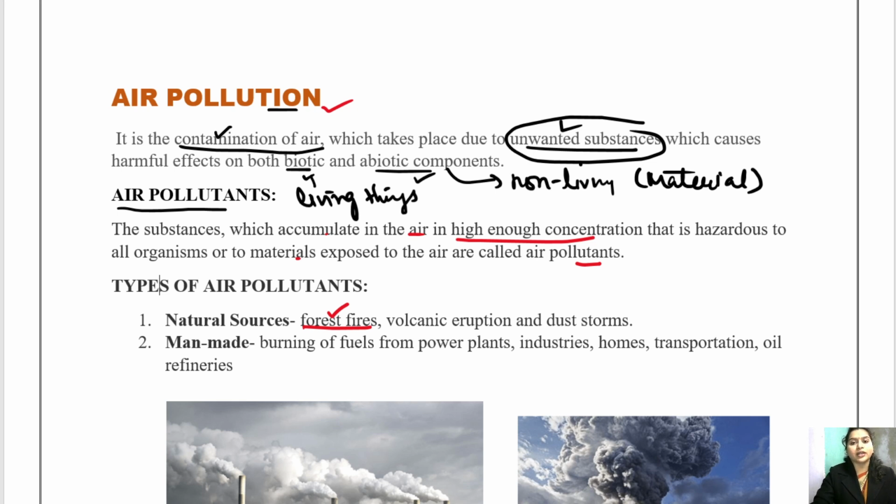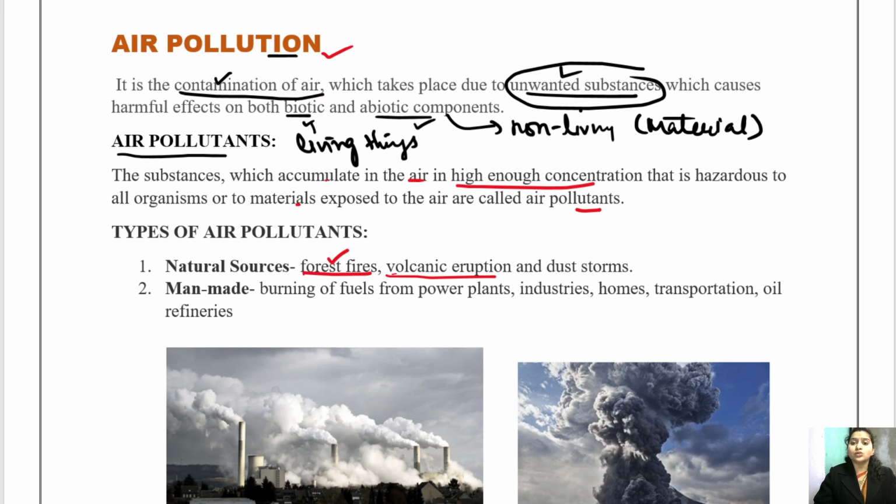Then volcanic eruption. You know what is volcanic eruption? When a volcano erupts, it is called volcanic eruption, and definitely it is a natural process, we cannot do anything about this, but it also releases a large amount of carbon dioxide which increases the temperature of the earth and causes global warming. We'll discuss global warming later also. Dust storms, cyclones and hurricanes are again natural processes which cause pollution in the air.